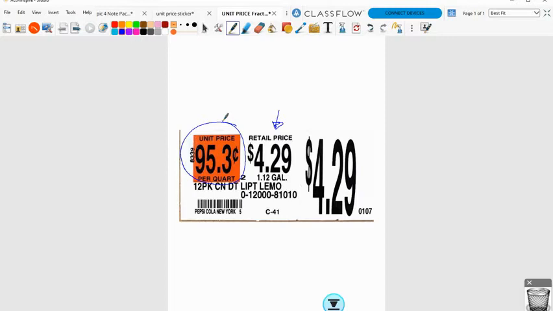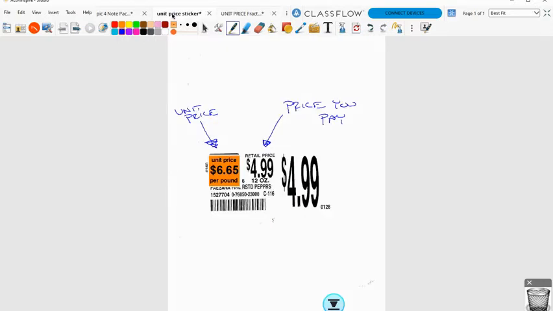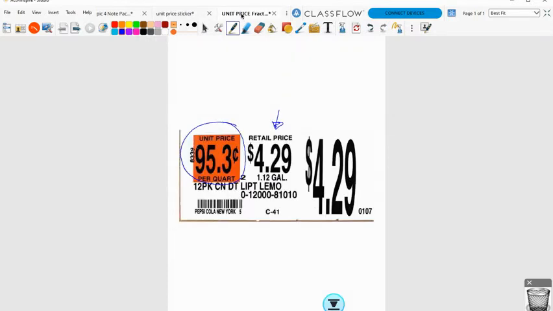Now again, this isn't the price that you would pay, but this is what you would need to compare with other similar products to figure out if you're getting the better buy. So if your unit price is above $1, like in this one, just write it normally as you would, $6.65. But if it's under $1, like in this one, always carry it out to the tenths place in terms of cents, 95 3/10 cents per quart.